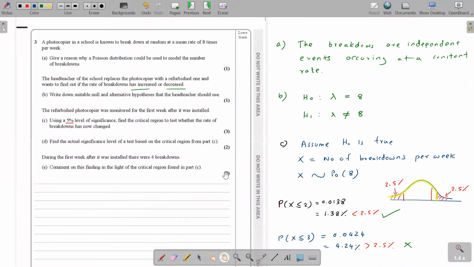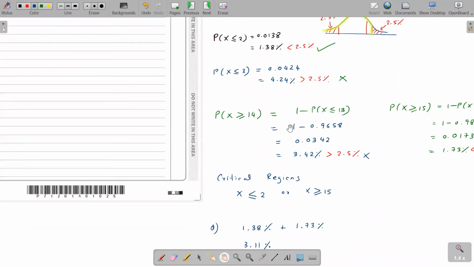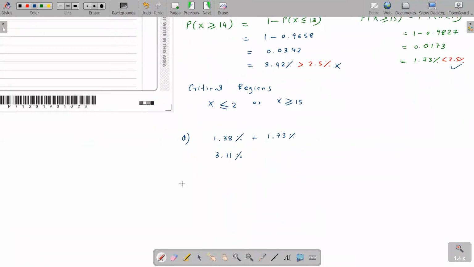Moving on to the next part, they say during the first week after it was installed, there were 4 breakdowns. Comment on this finding in the light of the critical region found in part C. In part E, the X value is 4. Based on X equal to 4, is it falling into the critical region or is it outside? X equal to 4 doesn't fall in either of these two. It's outside the critical region.